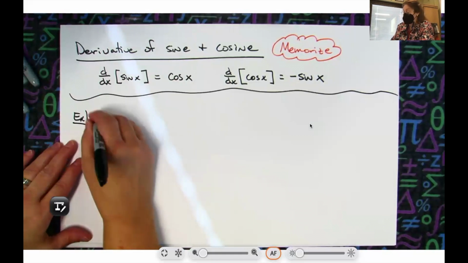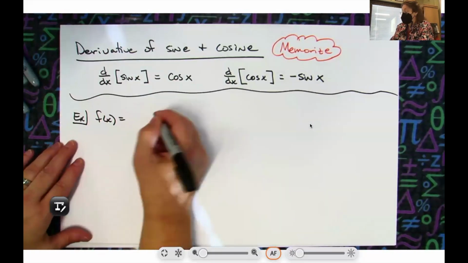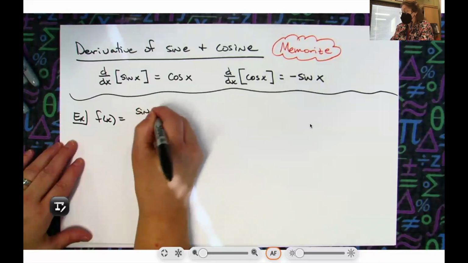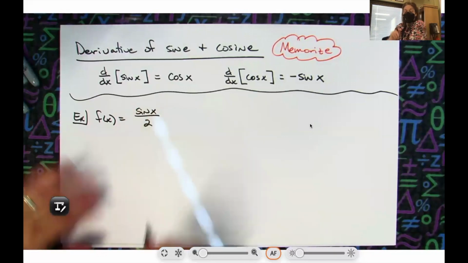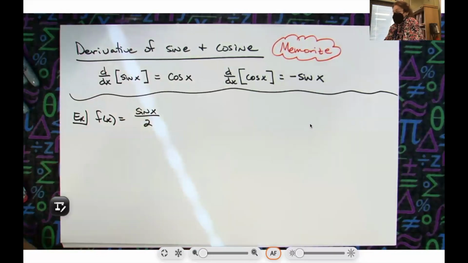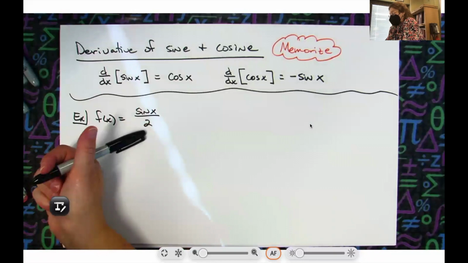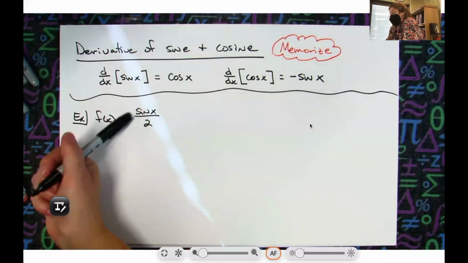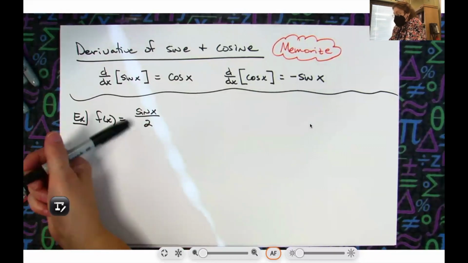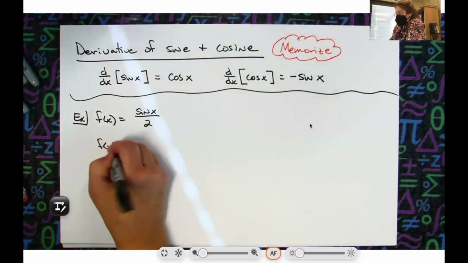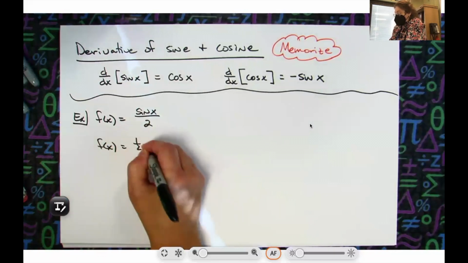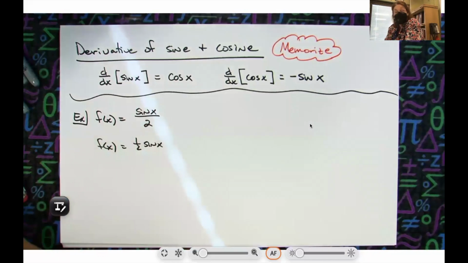So I could have an f of x is equal to maybe say a sine x over 2. All right, what can you tell me about the 2 down here? This is really 1/2 in front, right? So just so you can see it, we're going to have a 1/2 sine x, and I'm going to rewrite it that way for a reason. All right, a little bit later, which I'm not really going to introduce today, we're going to have this thing called a constant multiplier rule.